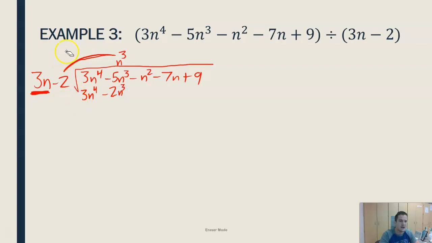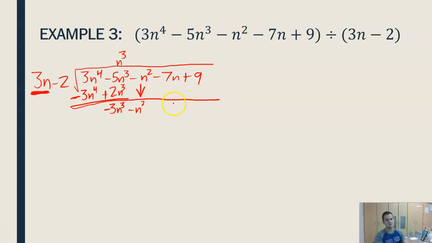After I multiply, my next step is to subtract, or to change signs. 3n to the 4th minus 3n to the 4th is 0, so I don't need to worry about that. Negative 5n to the 3rd plus 2n to the 3rd is negative 3n to the 3rd. I'm going to drop down my next term, negative n squared, and I'm going to repeat. I'm going to draw a line here so I can keep everything separate.